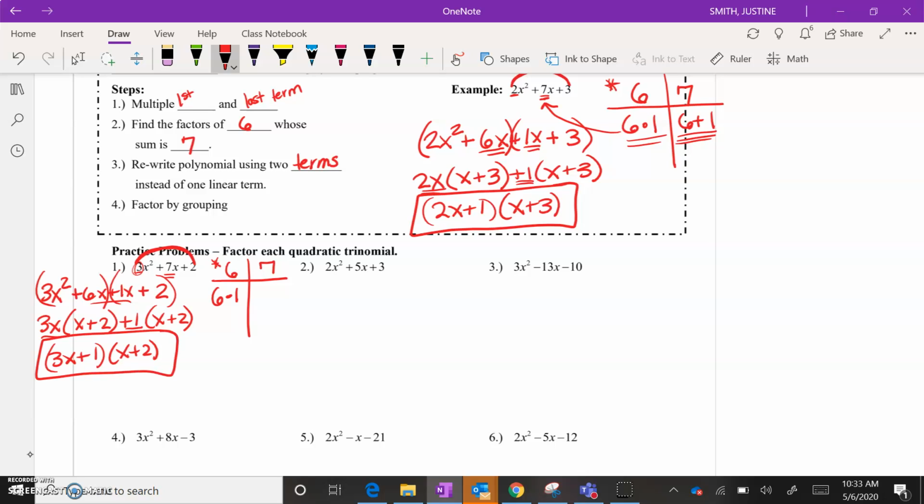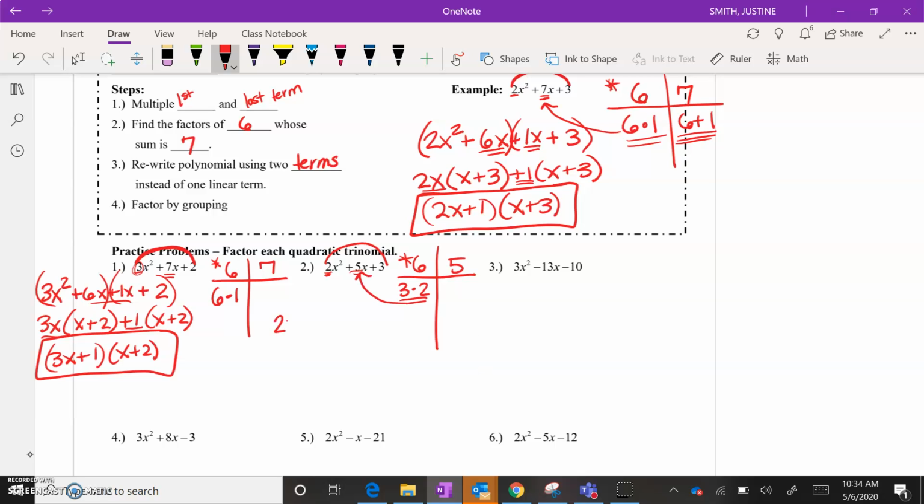Okay, so again, number 2, I see that there's a coefficient other than 1 here. I can't take out a GCF, so I know I need to multiply the 2 times 3. So again, I need to figure out what multiplies to 6 and adds to 5. Okay, so I know that's 3 times 2.